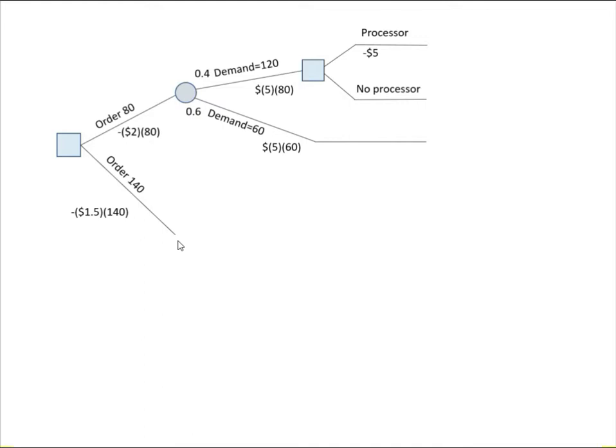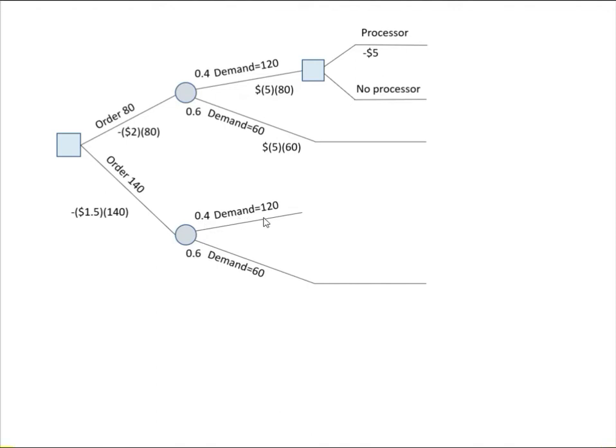Okay, so this is where he decided to order 140. What's next? Well, again, it's just similar to when he orders 80. The next event is, you figure out the demand in the next day. So again, it's an uncertainty with two possible outcomes. Demand could be high or low. Again, with the same probabilities.